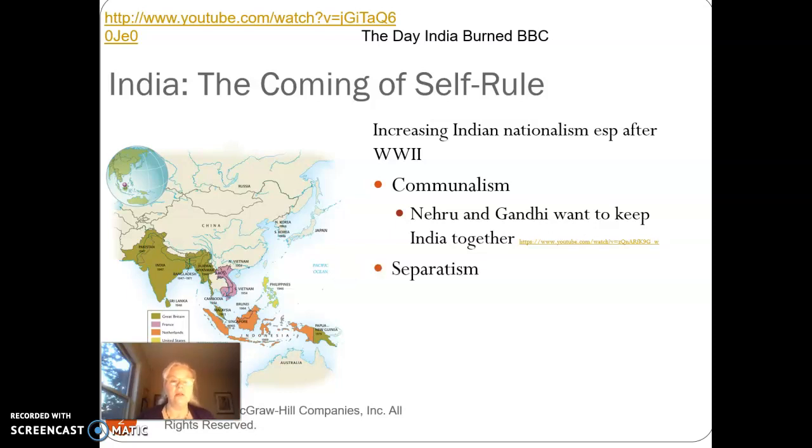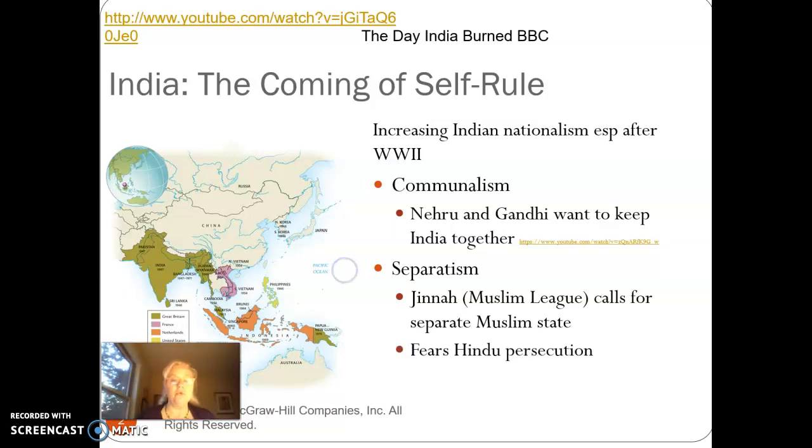However, there was a large group of people who were separatists. Muhammad Jinnah was one of them. He formed something called the Muslim League, and in this he calls for a separate Muslim state. The reason is that, with Muslims being the minority religion by quite a bit in India, he believed that Hindus would be favored over Muslims, and in fact that Muslims would be persecuted by Hindus.